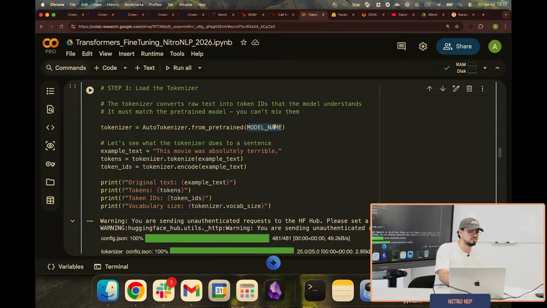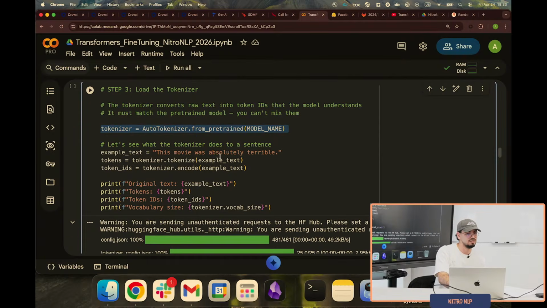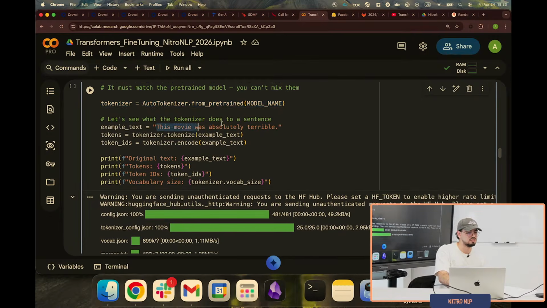Because the model is found on Hugging Face, you can also take the tokenizer with AutoTokenizer from Hugging Face. It's really easy. And this is everything you need to do. Everything else is optional, because I want to show you what it looks like. With the tokenizer, we can see what it actually does to a sentence. We can take an example text, tokenize it, and then encode it into IDs.